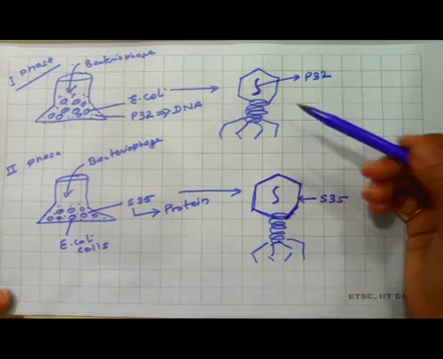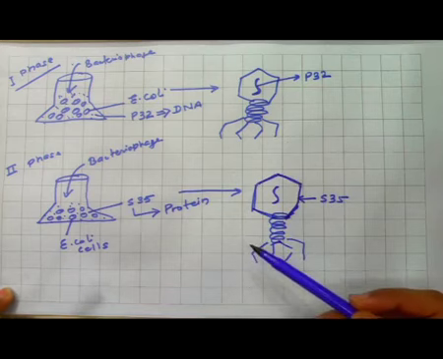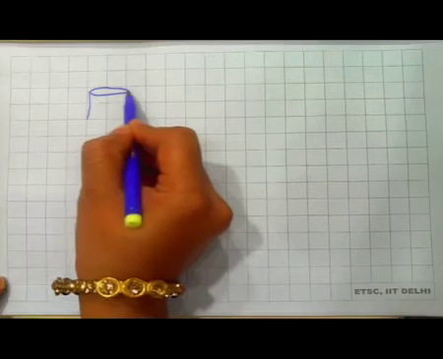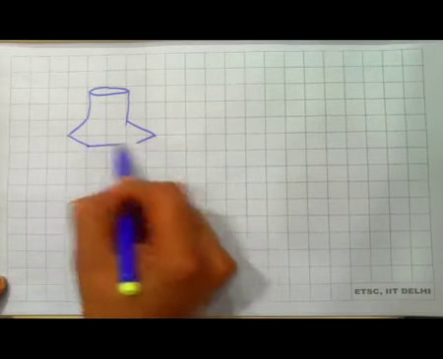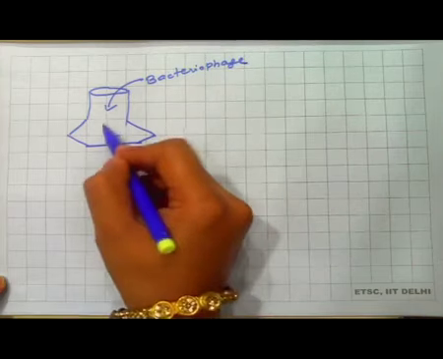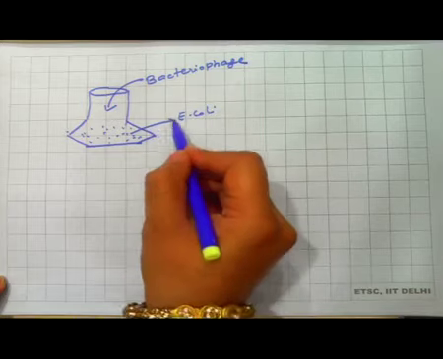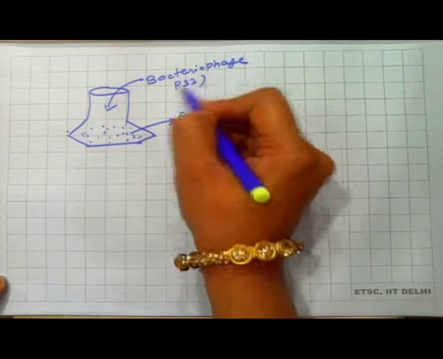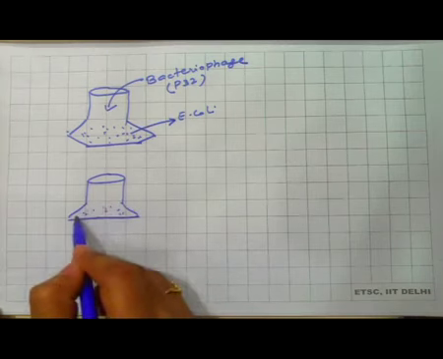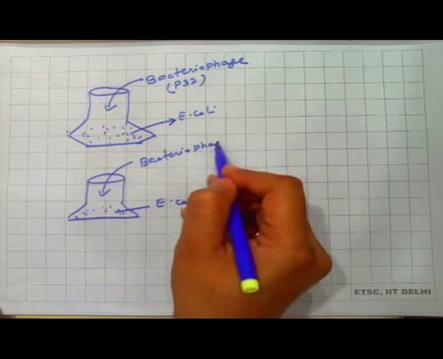So, after getting labeled bacteriophages as P32 and S35, they again transferred these radioactive labeled bacteriophages into another medium of E. coli cells, and cultured the bacteriophage with normal medium without any radioactive atoms. Here are the E. coli cells in a culture medium, and they transferred bacteriophage with P32, and in another culture medium they transferred the bacteriophage labeled with S35.